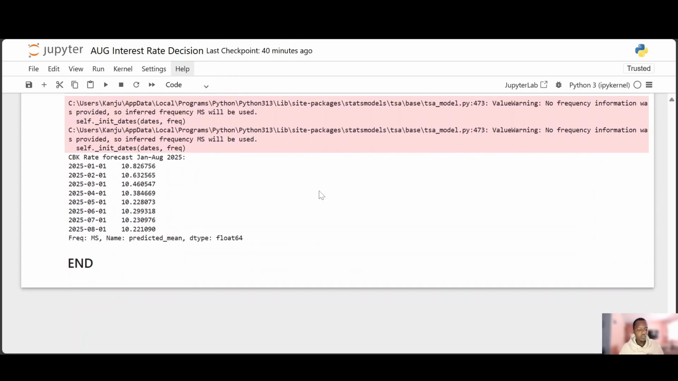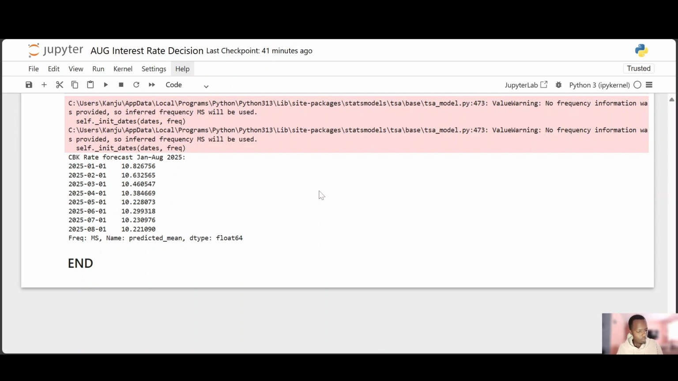So now this was the 8-step ahead forecast. For the month of January, it predicted the rate to be 10.82, February 10.63, March 10.46, all the way to August, which was 10.221. But again, remember, this rate is made depending on when the decision is made. It can be made every month, but it should be made at least once every 2 months.